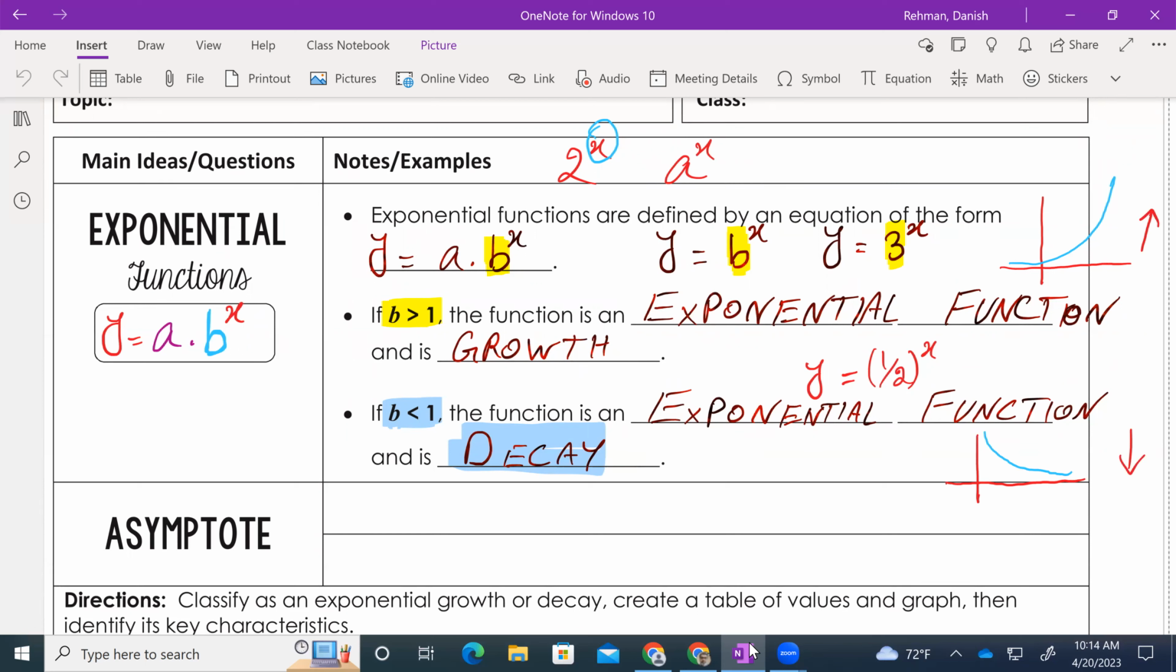Is it difficult? Just b is telling you where an exponential function will end up. Will it keep on growing exponentially, or will it keep on decaying exponentially? Okay, that should make sense.